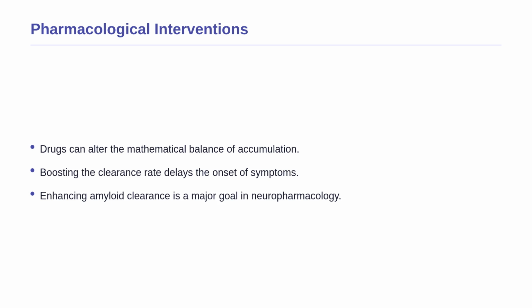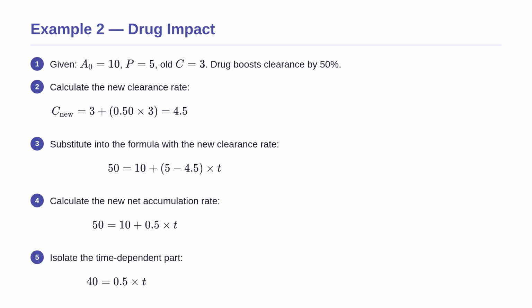Let us look at how such a drug changes our mathematical outcome. Let us apply this new drug to the exact same patient from our previous example. We are given the same initial values, but now a drug boosts the clearance rate by 50%. First, we calculate the new clearance rate by adding 50% of 3 to the original 3, giving us a new clearance rate of 4.5 units per year. We substitute this back into our formula.